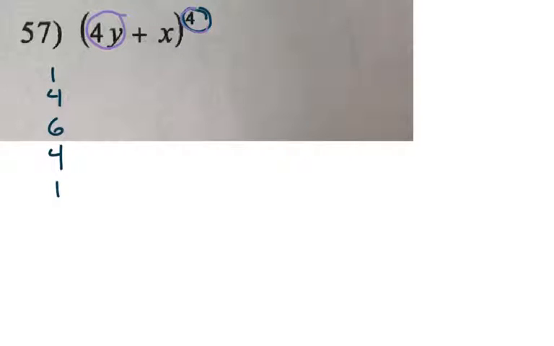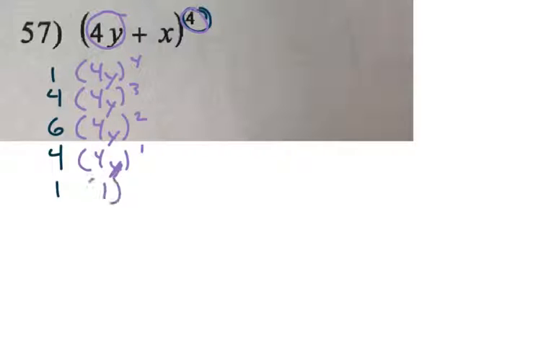Now the 4y starts out with (4y)^4. Then (4y)^3, (4y)^2, (4y)^1, and of course (4y)^0 is going to be 1, right? The x will also have a 4 power, but go backwards. x^4, x^3, x^2, x^1, and x^0 is simply 1. So we're almost home free.